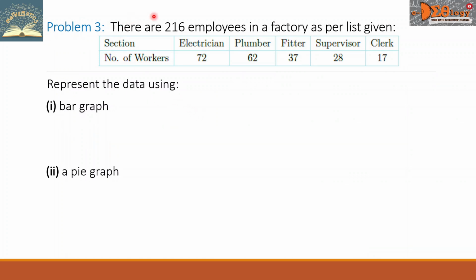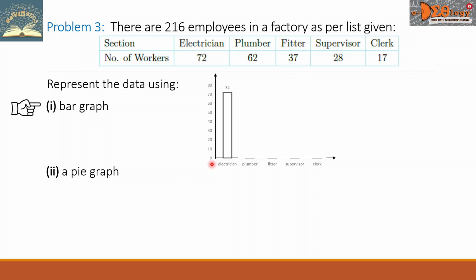Problem 3. There are 216 employees in a factory as per the list given. Electrician 72, plumber 62, fitter 37, supervisor 28, clerk 17. Represent the data using bar graphs. This is the bar graph for electrician, 72. Plumber got 62, fitter got 37, supervisor has 28, and clerk 17. This is the bar graph for this data.